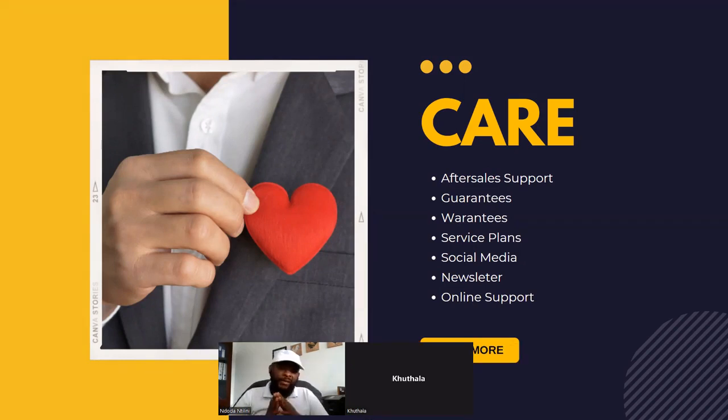What can your client do to ease the fears of your customer, maybe thinking that they're going to run away with the money, or that they're not going to get support once they're paid, and so on? So you collect any sort of information that is to do with support, guarantees, warranties, service plans, social media support, newsletter. Maybe there's some newsletter the person is supposed to join in order to learn how the product works.